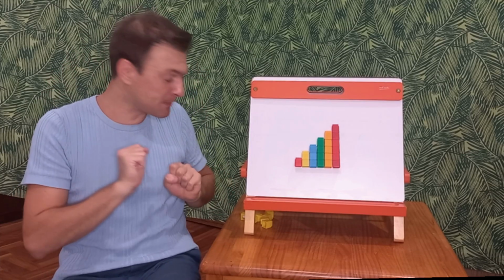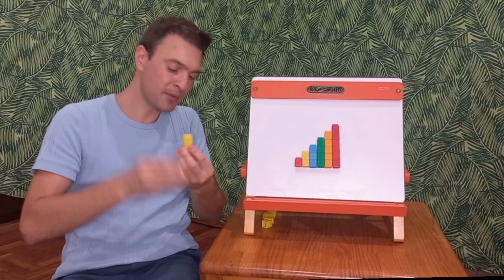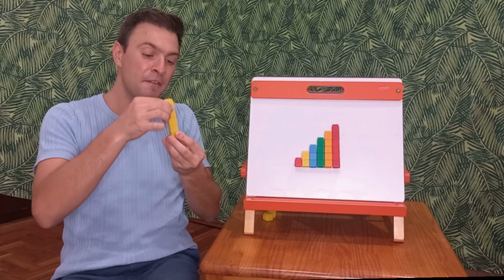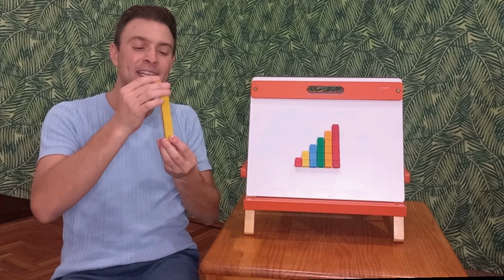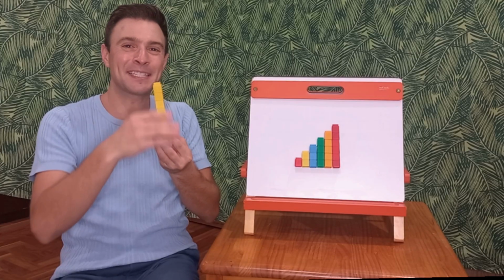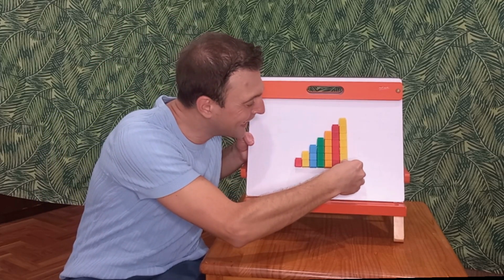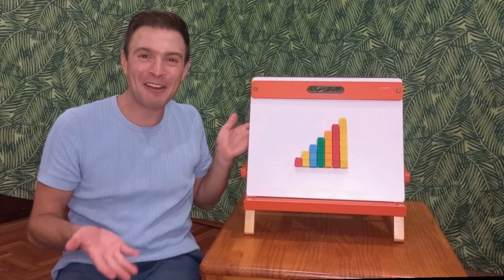Okay, let's make the next part. 1, 2, 3, 4, 5, 6, and 7. Let's place it on our pattern. Wow! Check out our staircase pattern, our growing pattern. Well, now it's your turn to make a staircase pattern.